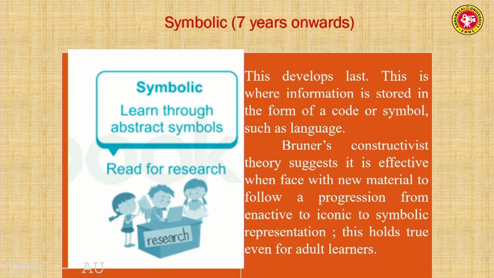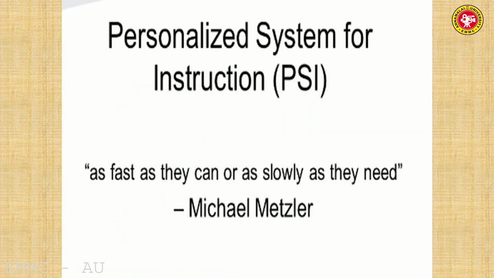Third one, symbolic mode. This starts from 7 years onwards. Learn through abstract symbols. Example, reading for research. This develops last. This is where information is stored in the form of code or symbols such as language. Bruner's constructivist theory suggests that when faced with new material, it is effective to follow a progression from enactive to iconic to symbolic representation. This holds true even for adult learners.